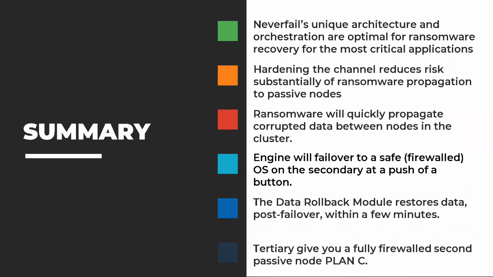And then finally, you have the tertiary option, which is a 3-node configuration, which is fully firewalled and can be a second passive, which gives you a C plan. So if the secondary gets corrupted, maybe something was missed on the production network when it was plugged in after the failover process, just remember, in a tertiary deployment or a 3-node configuration, 1 active, 2 passives, you can roll back on the tertiary and also bring that server back online with the exact same process that we showed you in this video.